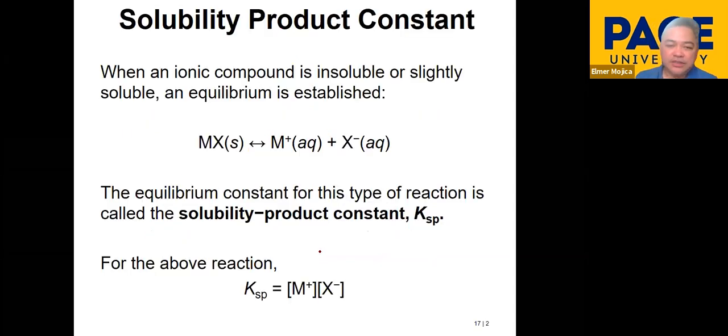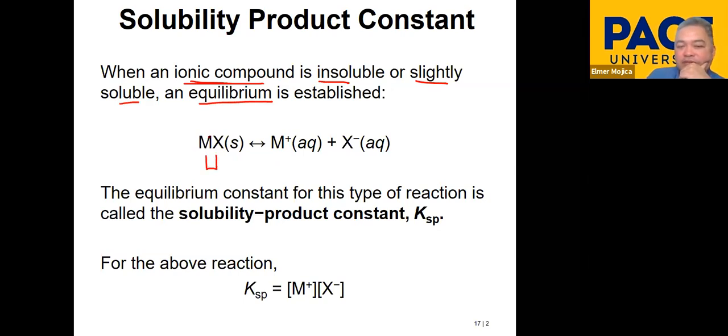Okay, so to deal with the equilibrium, you must know the equilibrium constant. So we will look at the solubility of the slightly soluble or nearly insoluble ionic compounds, and show how you can determine what we call their solubility. So when an ionic compound is insoluble, as is stated in the solubility rule, or slightly soluble, you usually establish an equilibrium.